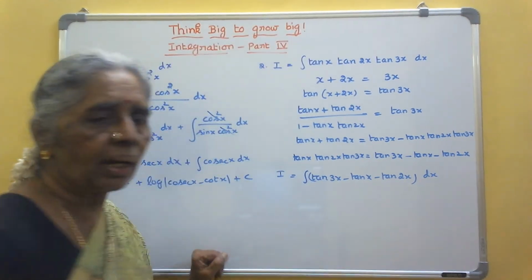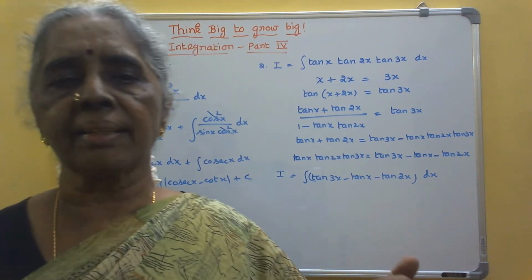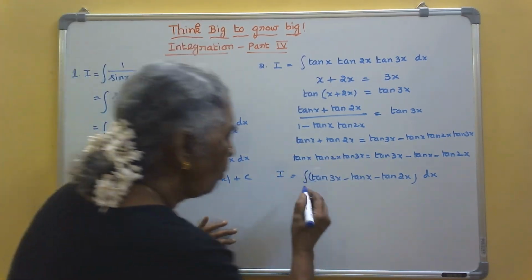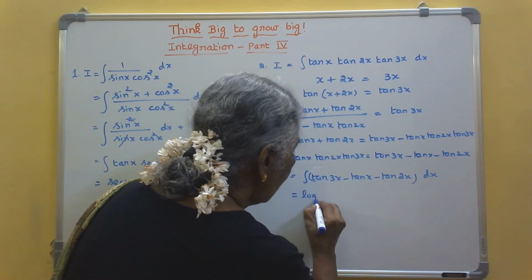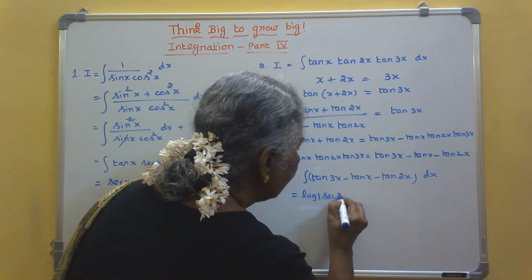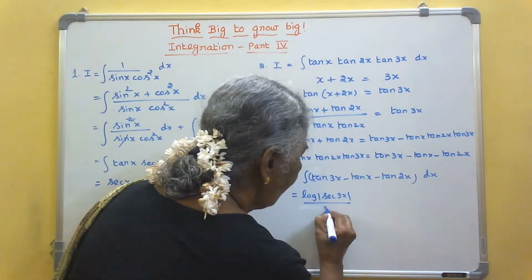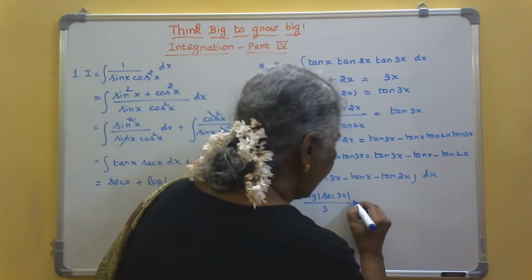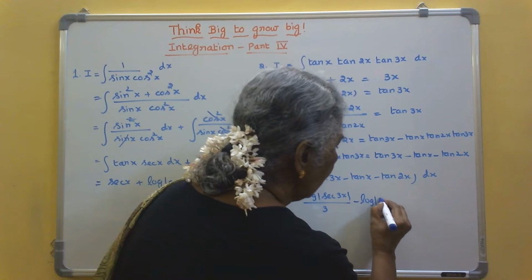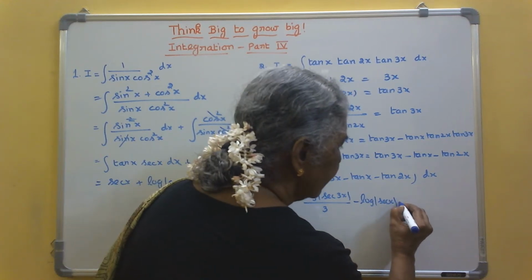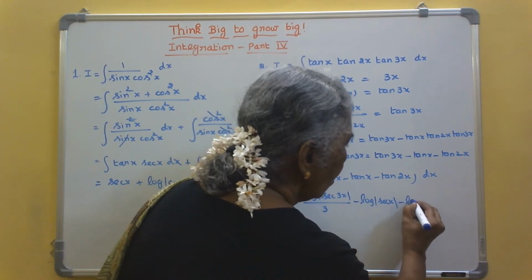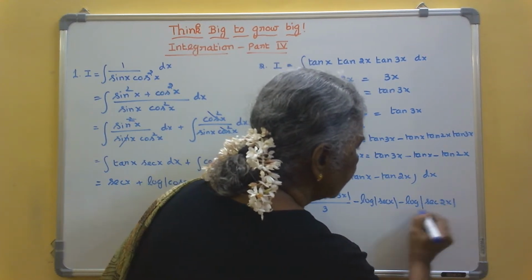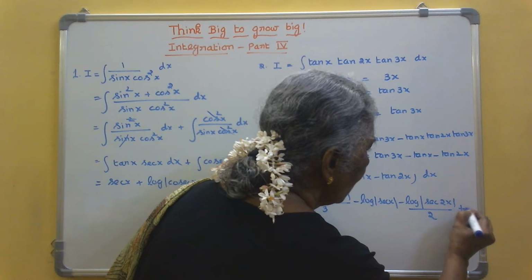You know the formula. Integral tan x dx is equal to log mod secant x. So now I can write this as log mod secant 3x whole by 3, because the coefficient of x is 3. For the second term, minus log mod secant x. The third one, log mod secant 2x by 2 plus c.